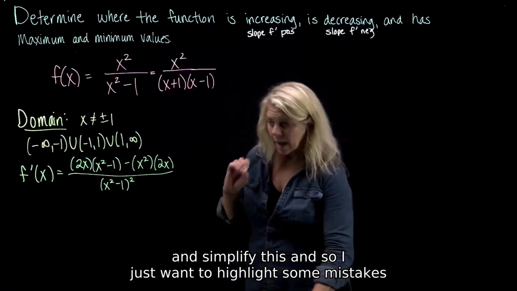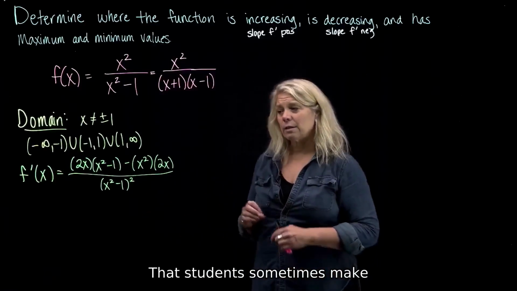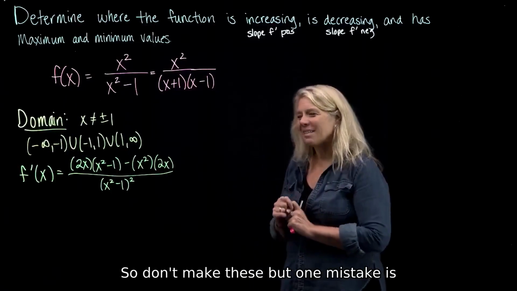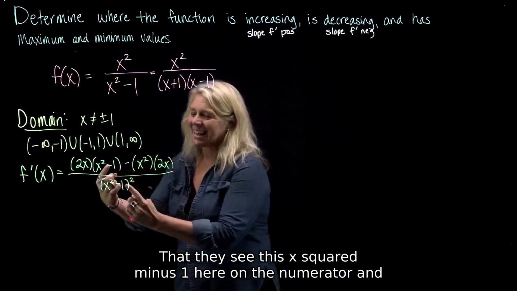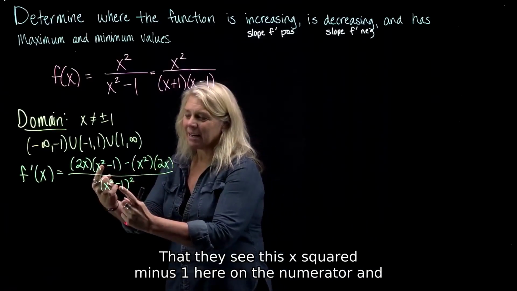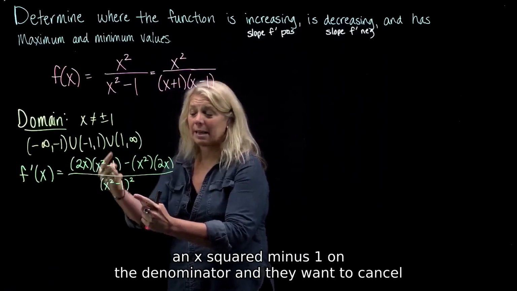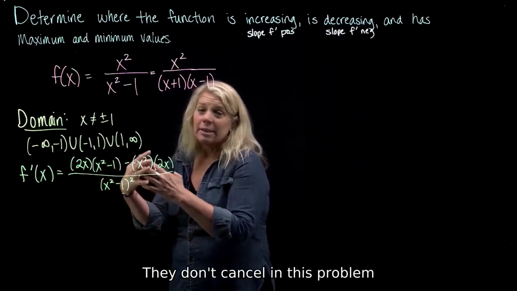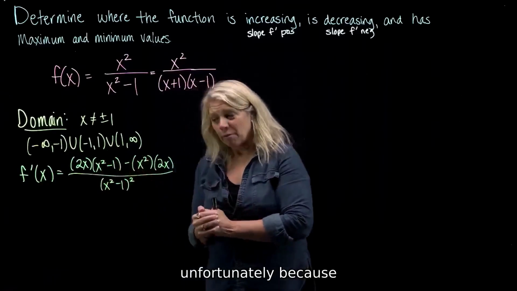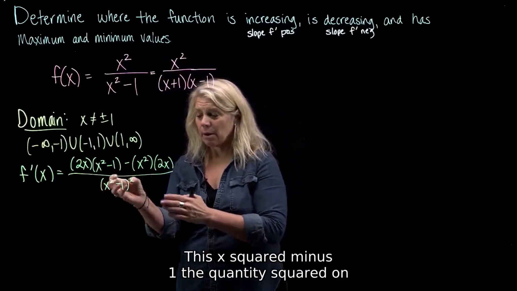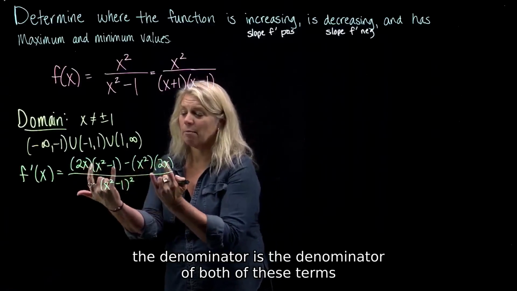And so I just want to highlight some mistakes that students sometimes make. So don't make these. But one mistake is that they see this x squared minus 1 here on the numerator and an x squared minus 1 on the denominator, and they want to cancel those. They don't cancel in this problem, unfortunately, because this x squared minus 1, the quantity squared on the denominator, is the denominator of both of these terms.